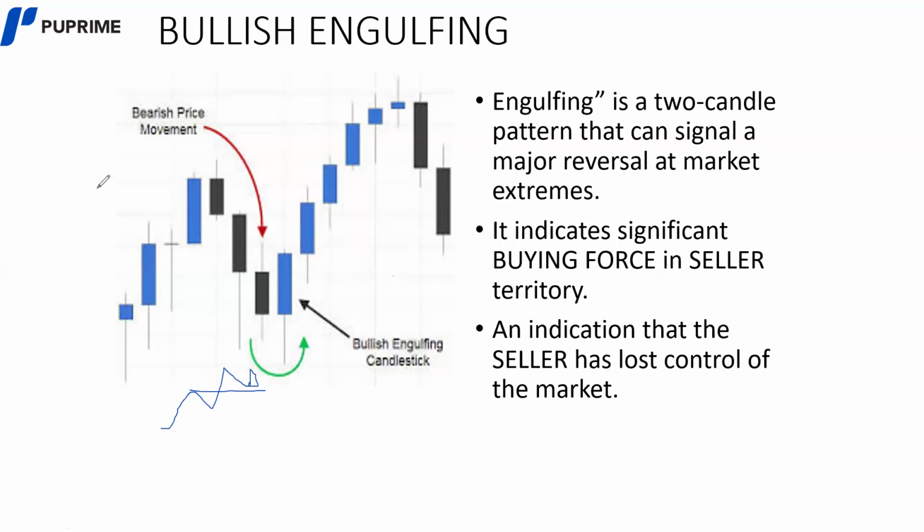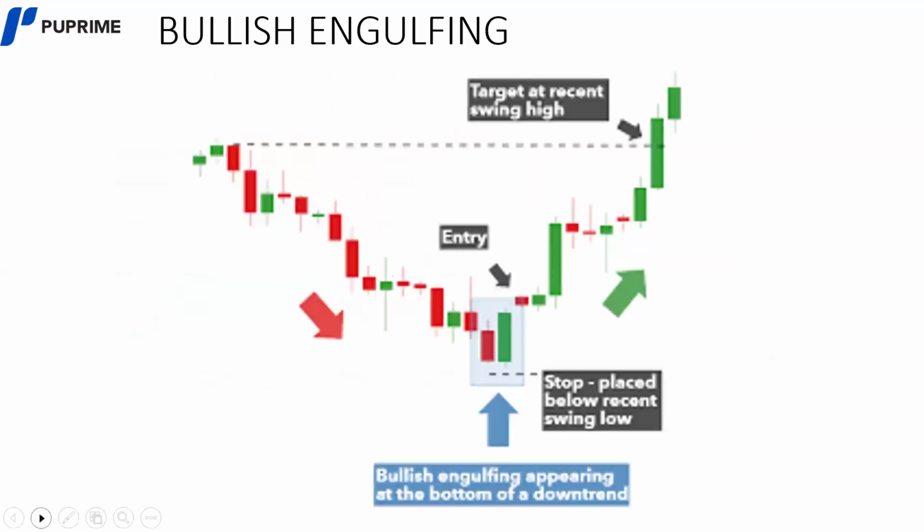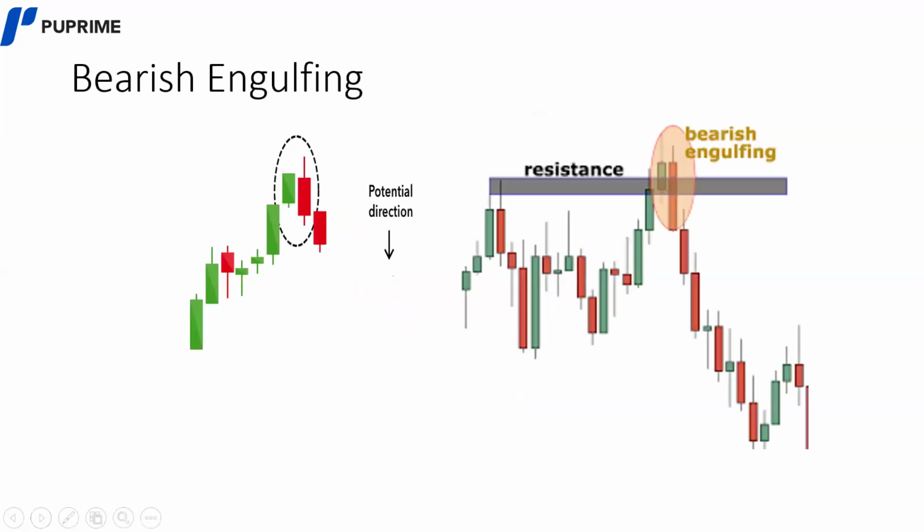Then you can enter your buys without looking back. So this is also an example of a bullish engulfing candle. When we have bullish, we also have a bearish engulfing candle. This is mostly found at a resistance.